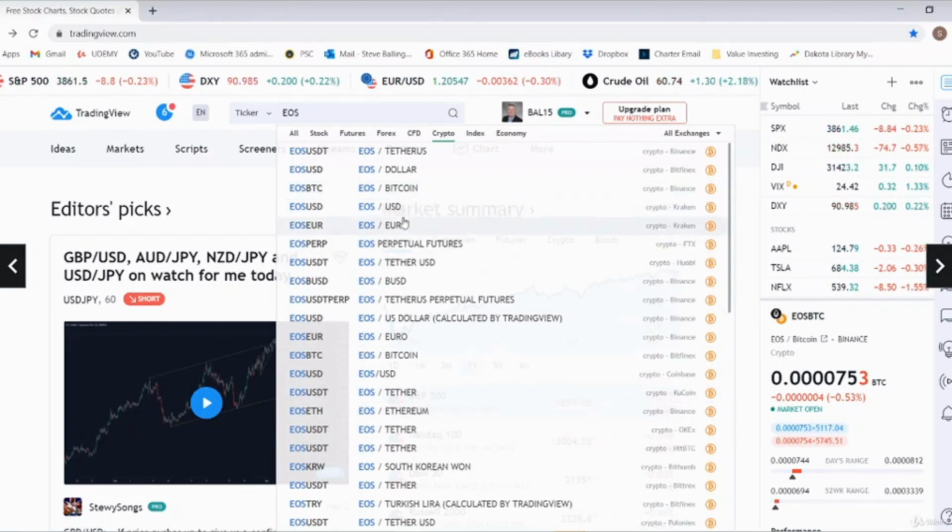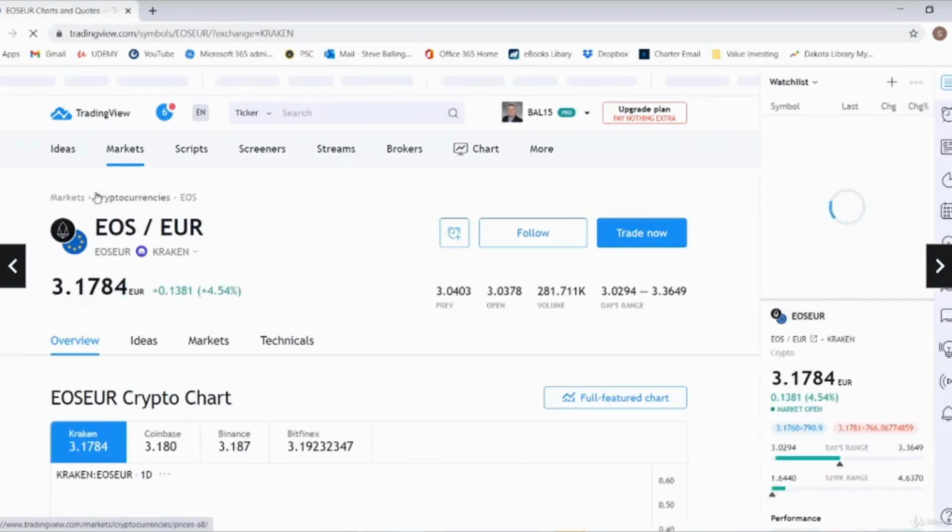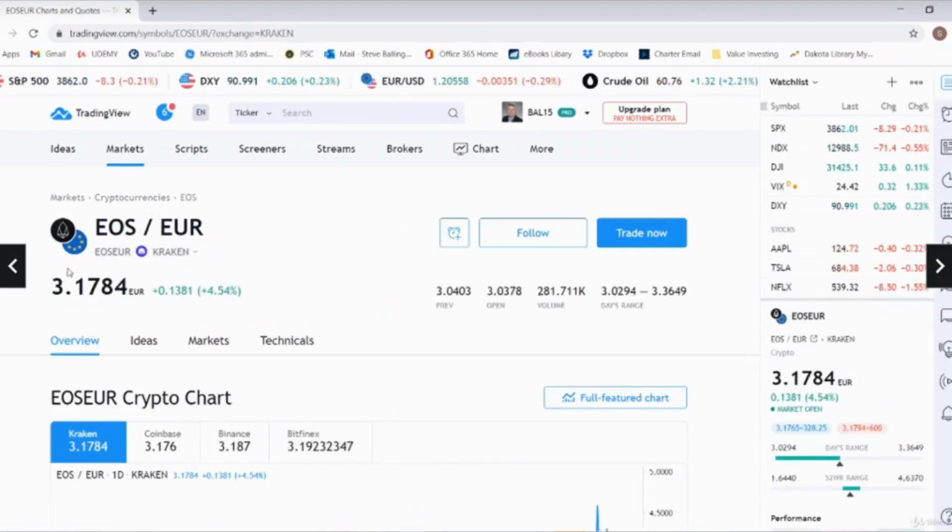But let's say here we have our euro, and we're going to look at that. So I'm going to click on it, just for our demonstration. So here's EOS for the euro. I clicked on that. You can see it's EOS to the euro, and it looks like right now we're trading at 3.1784 euros to buy you an EOS coin. Looks like we're up a little bit for the day. So you can see this is the information.